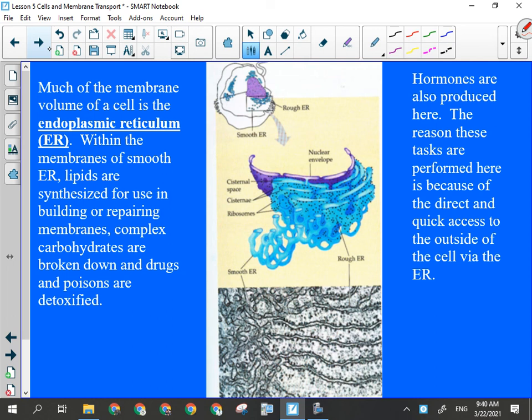When we look at this under the microscope, we will see rough ER. You won't see the smooth ER. What makes the rough ER visible is the ribosomes. Now, we're not going to see the ribosomes because they're too small, but they help us to see the rough ER. And what we'll see is very much like how this diagram up here appears.